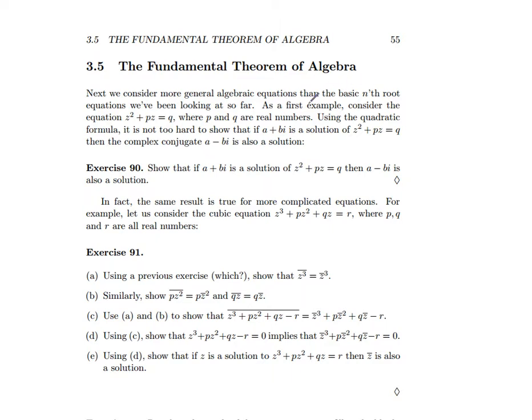Okay, this last section in Chapter 3 is called the Fundamental Theorem of Algebra, a very important fact, first proved by the famous mathematician Gauss. And we're going to take off on something that you're probably familiar with. If you have a quadratic equation and you have a complex root, a plus bi, then a minus bi is also a complex root of the same quadratic equation.